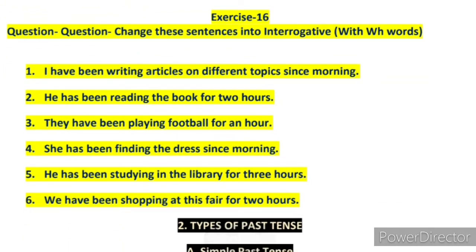I have been writing articles. So answer will be why have I been writing articles on different topics since morning. Second, he has been reading the book for 2 hours. Answer will be why has he been reading the book for 2 hours? They have been playing football for an hour. Answer will be why and when, where have they been playing football for an hour.